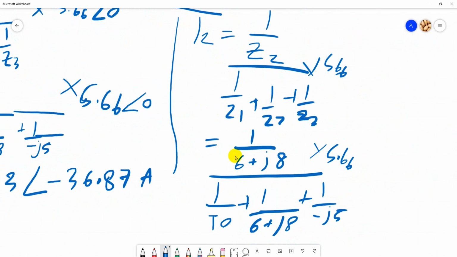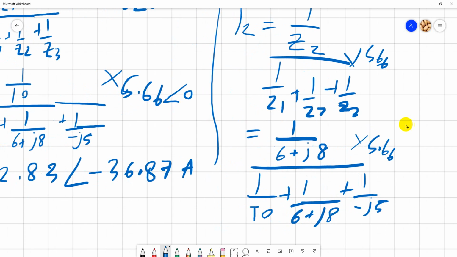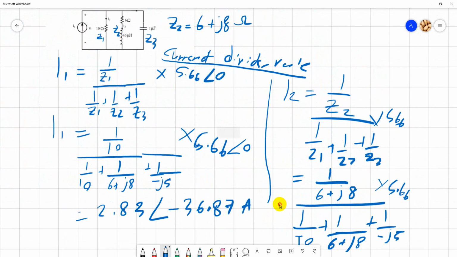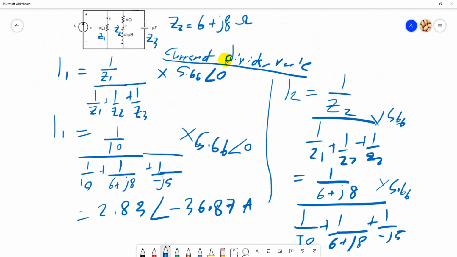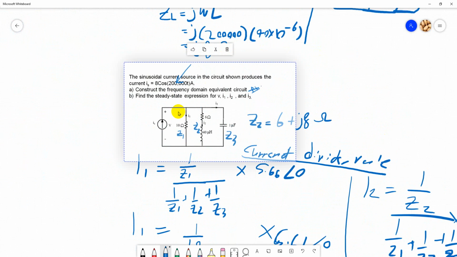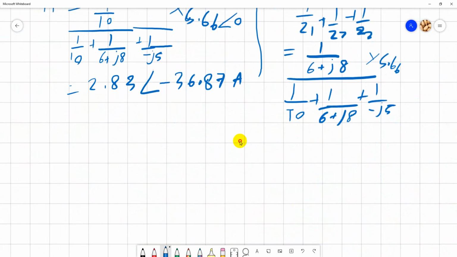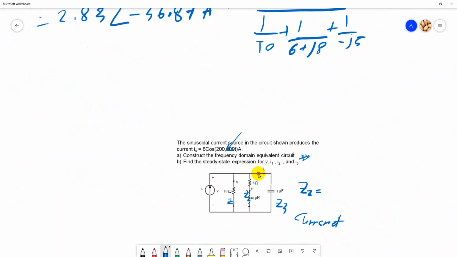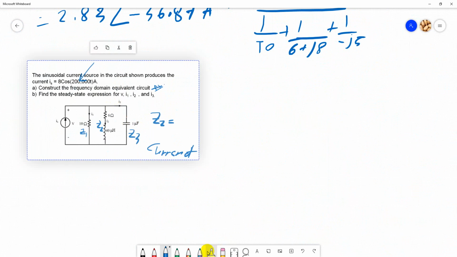And don't forget, when you enter into your calculator, make sure you close the bracket 6 plus J8. You have to make sure of this. This is if you're using the current division rule. But if you use Ohm's law, it's actually much easier. So here I give you an example using Ohm's law.